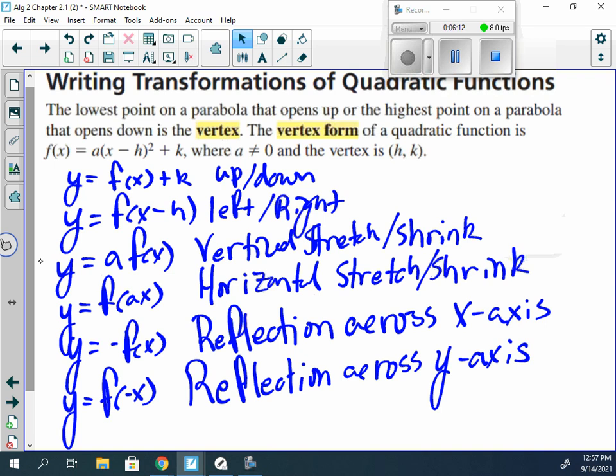Now, the only other thing we have is the vertex, which is h comma k, and we'll be identifying it here. We'll go more in depth in it tomorrow. Now, the vertex of the function is the lowest or highest point of the graph. And it's going to be h comma k.